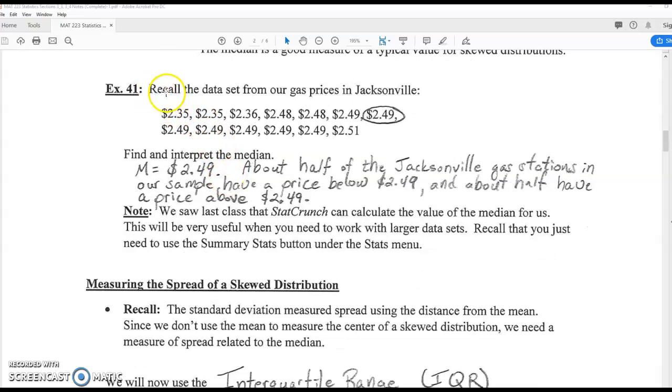So going back to our data set for our gas prices in Jacksonville, I already have these ordered from smallest to largest, and it is easily seen that out of the 13 data values, the 7th is in the middle. So 1, 2, 3, 4, 5, 6. The 7th value is $2.49. That's the median. So if I interpret that, that means that about half of the Jacksonville gas stations in our sample have a price below $2.49, and about half have a price above $2.49.